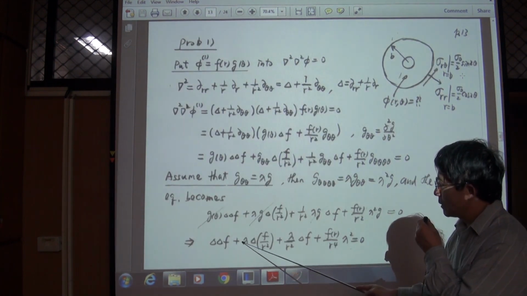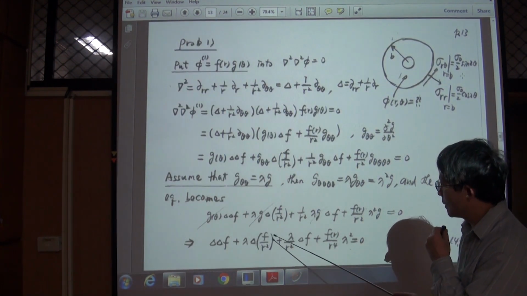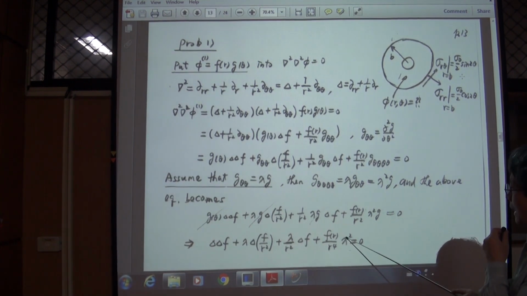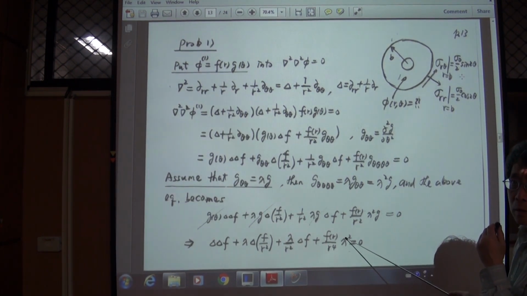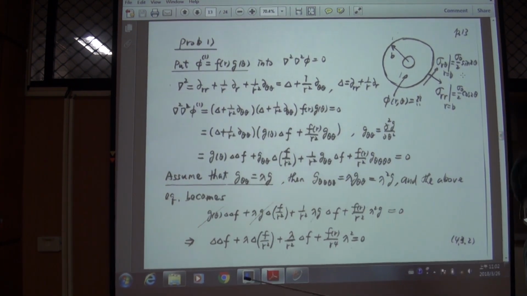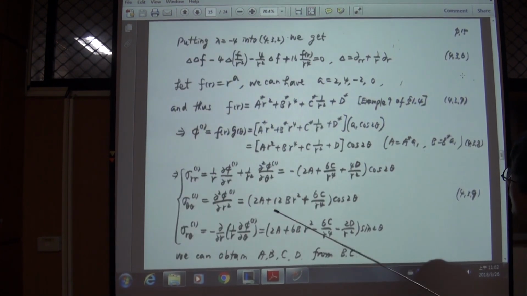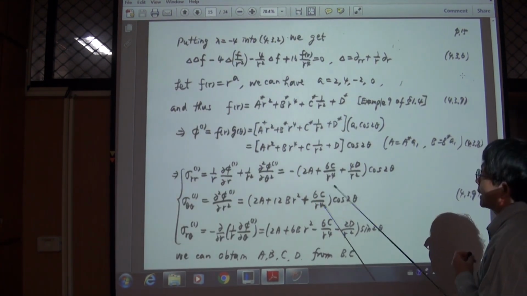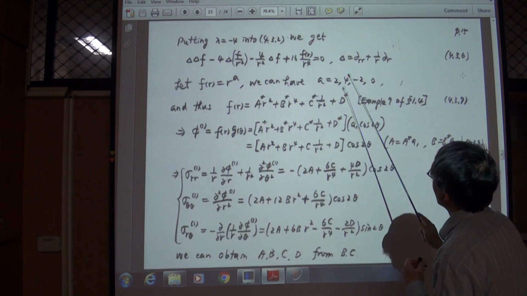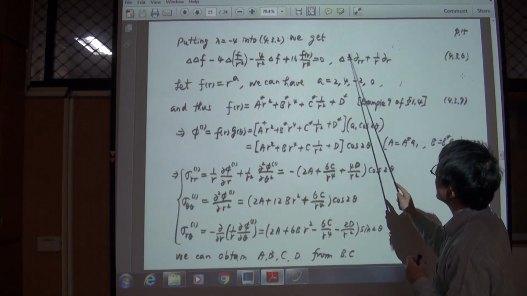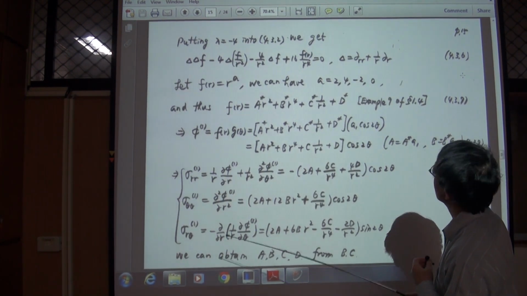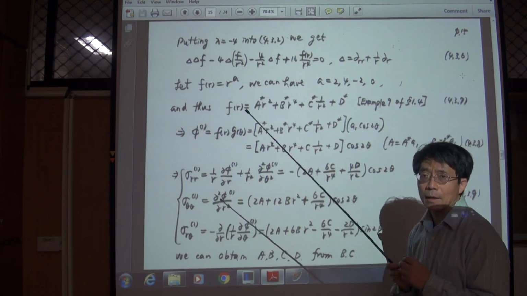This one, lambda equal to minus 4. Lambda square equal to 16. That's it. So we get this equation. Now the triangle operator is like this. I remind you once again. And this is a what?